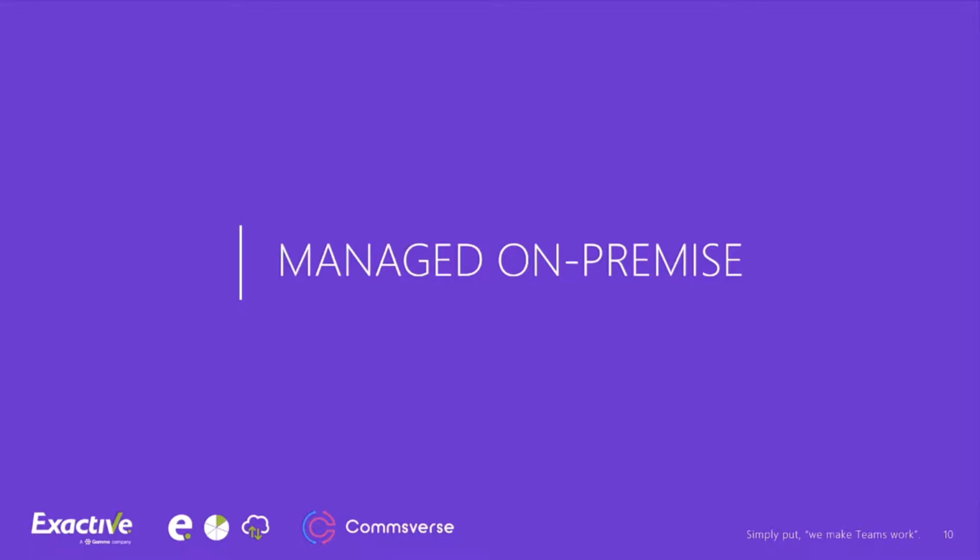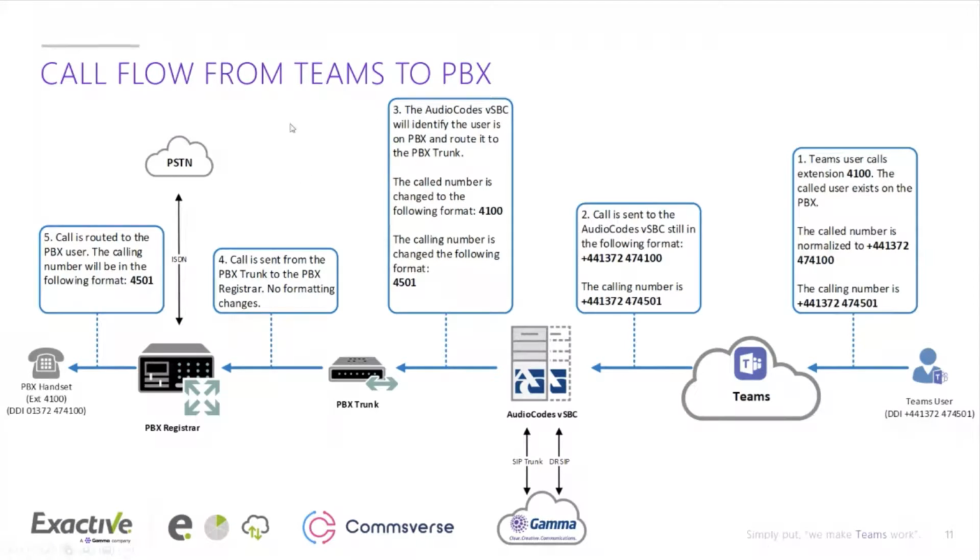So here are the call flows that I was talking about earlier. So a simple call flow would be from Teams to your PBX. So the Teams user would call 4100 and the called user exists on the PBX. So the call is normalized to full E164 format and the calling number is always going to be still from E164 format. That's fine. So Teams will take it and it will send it to the gateway that's assigned within Teams, which we'll talk about later on in a later slide. So the call is sent to the virtual SBC in the following format. So the full E164 call number and the full E164 calling number.